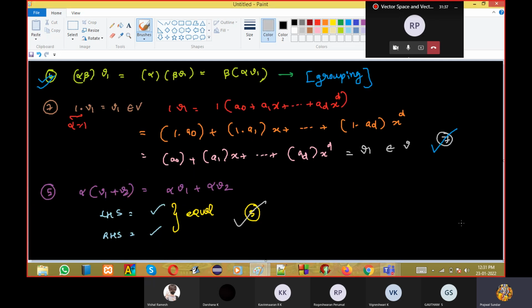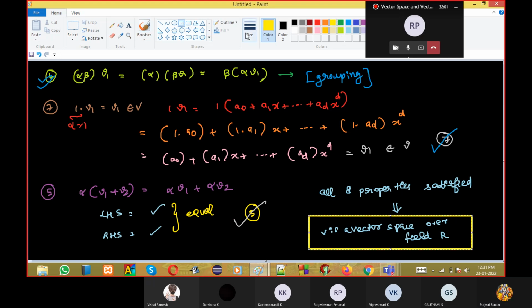That's it. So I'm saying all the 8 properties are satisfied. So I can say it is a vector space. So V is a vector space over field R.